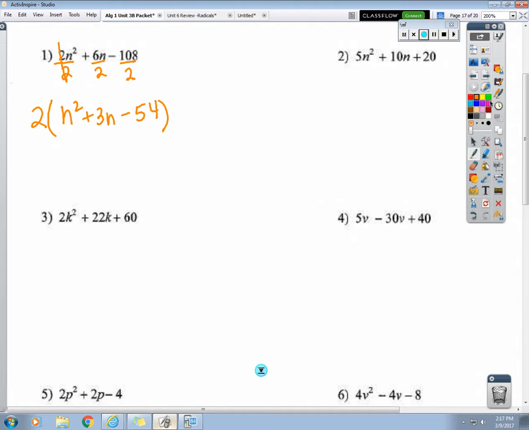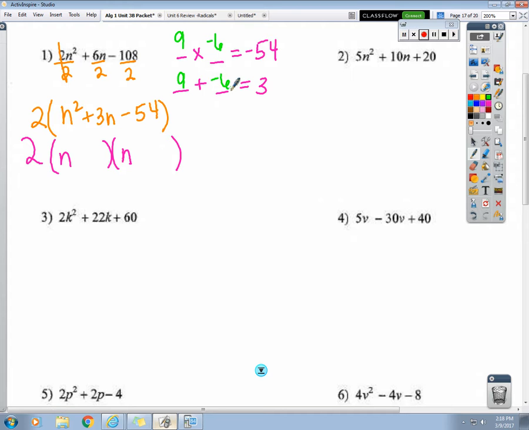Now that you've taken that 2 out, don't you have a trinomial that looks like the ones on the previous page that you can just bubble method? So n times n, but to get our numbers, they have to multiply to what? And add to what? 3. So what numbers will do that? 9 and negative 6. Okay, because those multiply to negative 54, and 9 minus 6 is 3. So n minus 6, n plus 9. 2 has to be in the answer as well. If 2 is not in the answer, it's wrong.